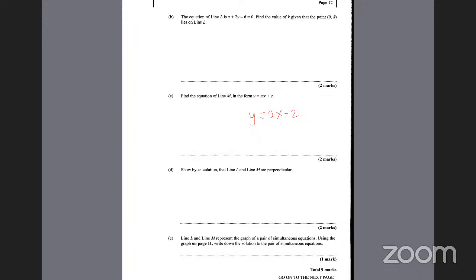Show by calculation that the lines L and M are perpendicular. So what's the rule for perpendicular? When you multiply both gradients, you get -1. That's the rule, right? The product of two gradients is -1. So let us see if we can find the gradient of L now. So L was x + 2y - 6 = 0. That means 2y = -x + 6. Divide everything by 2, you'll get y = -1/2 x + 3.